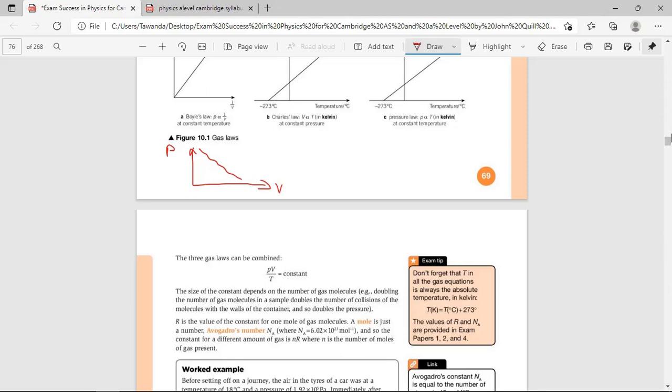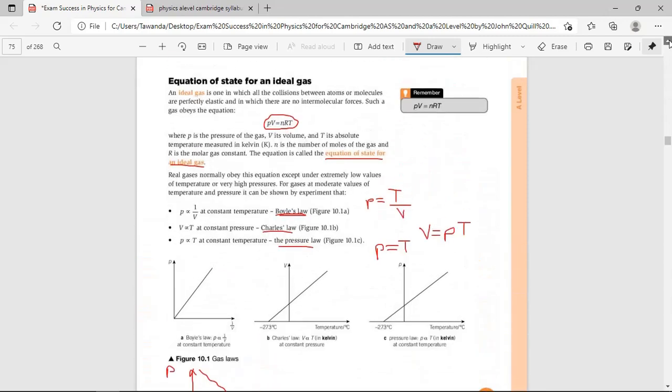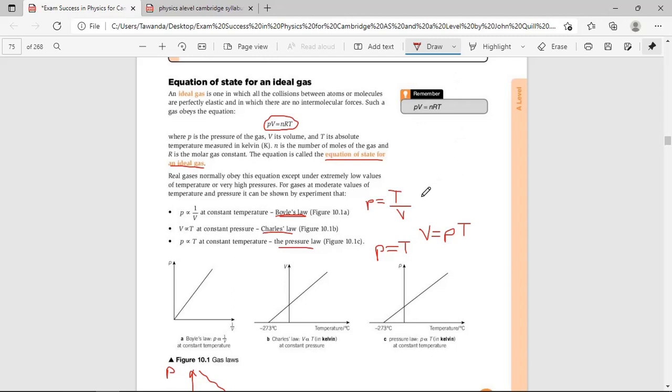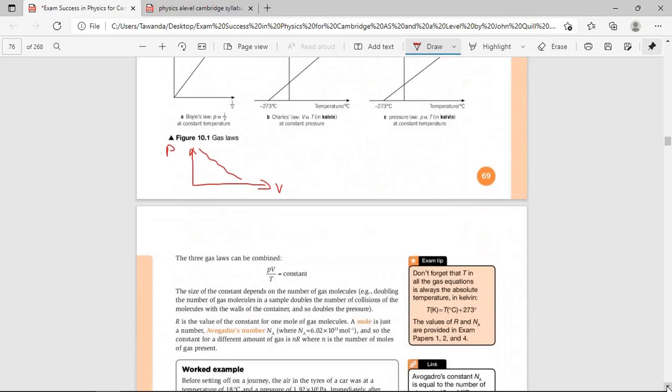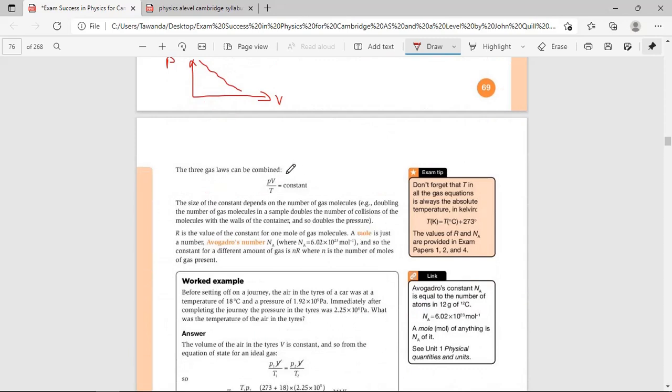So with these equations, we are going to combine these three equations, and it is going to form this equation. PV over T is what is constant, where we are saying the size of the constant depends on the number of gas molecules. So meaning to say, doubling the number of gas molecules in the sample also doubles the collisions of the molecules with the walls of the container, and doubles the pressure.